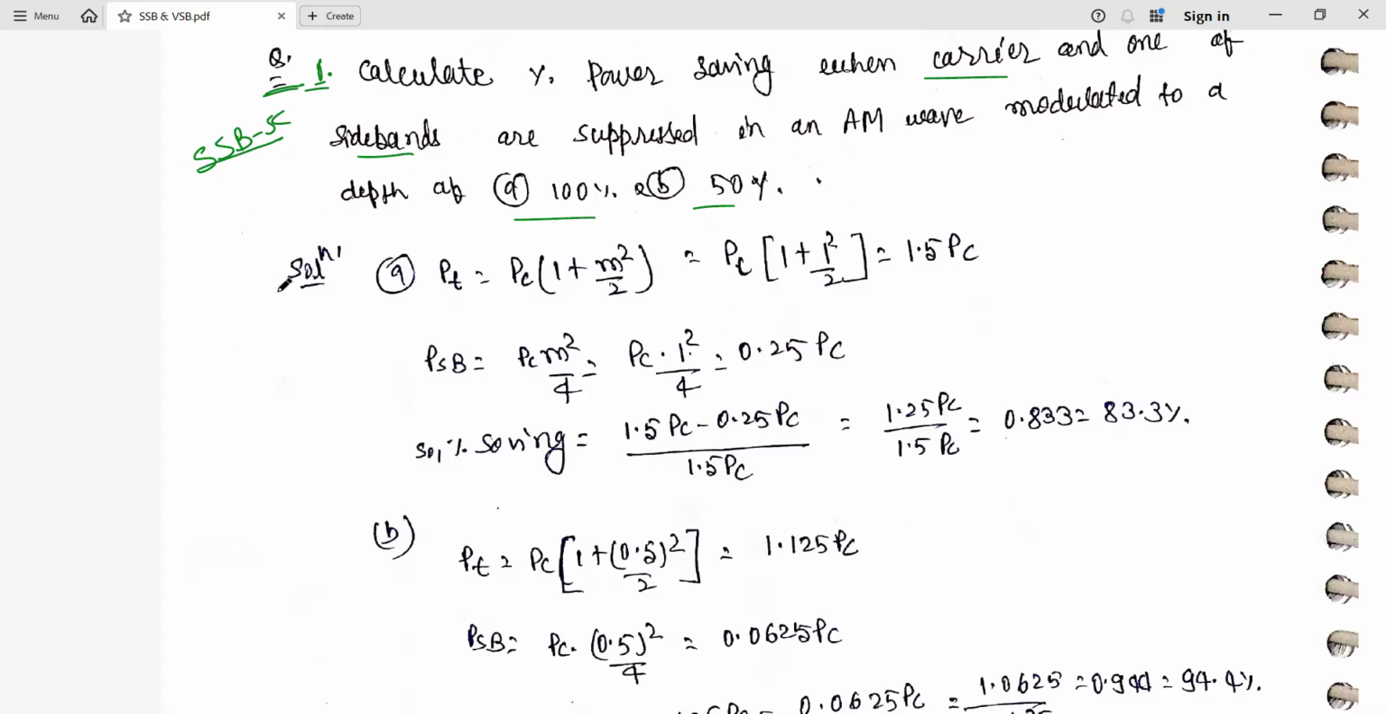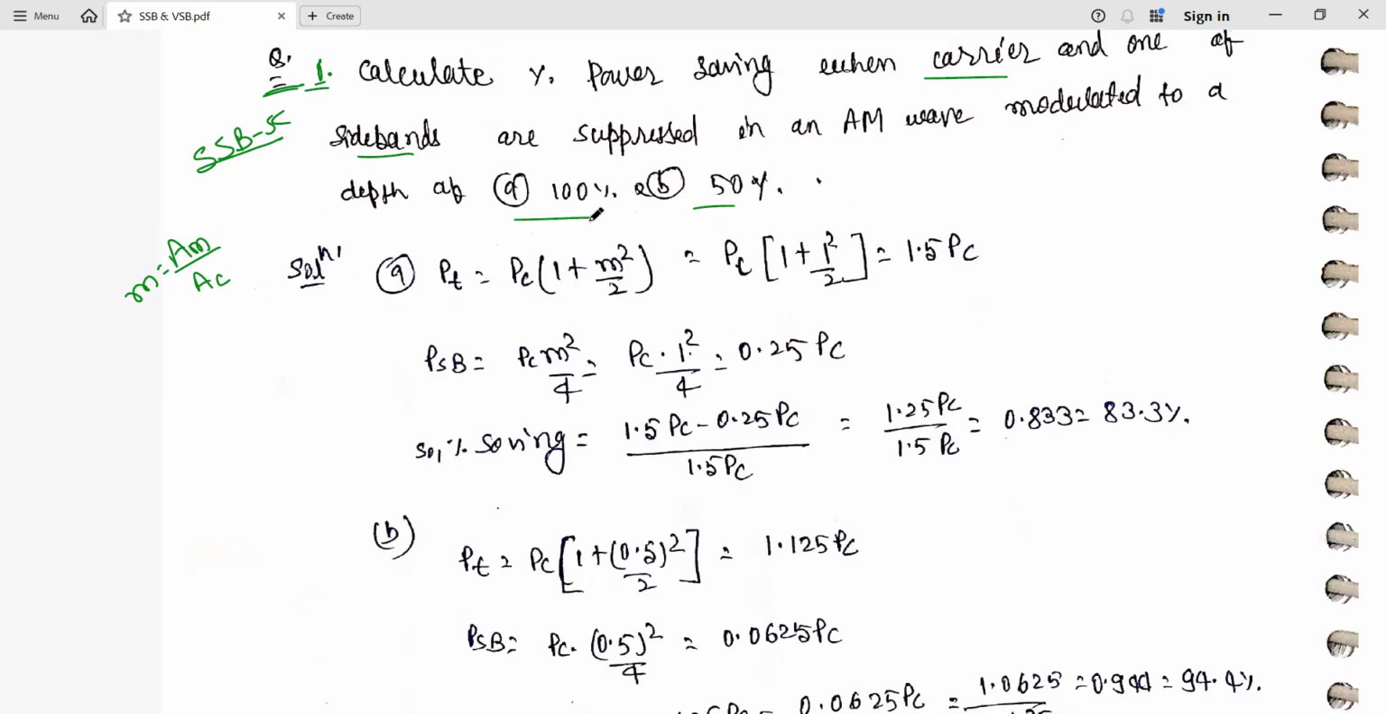Now the general formula for the transmitted power is Pc into (1 plus m square by 2), where m is the modulation index. M is calculated as Am by Ac. Am is the amplitude of the message signal, and Ac is the amplitude of the carrier signal.